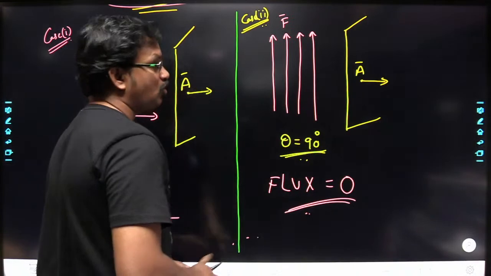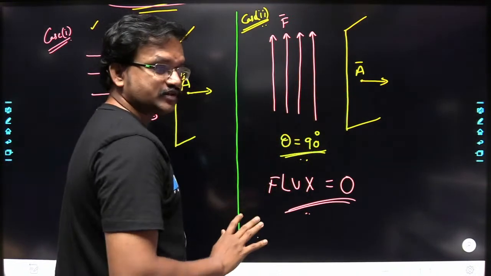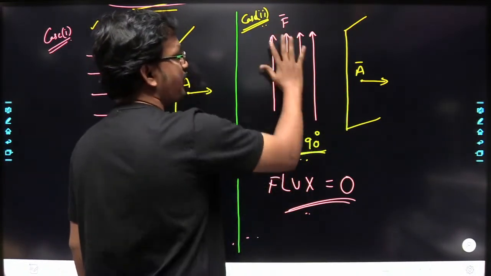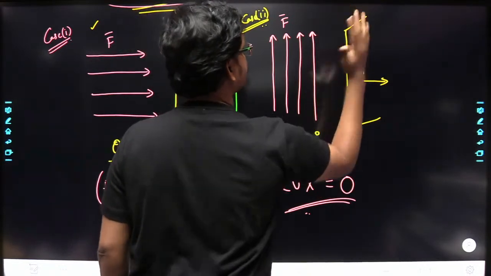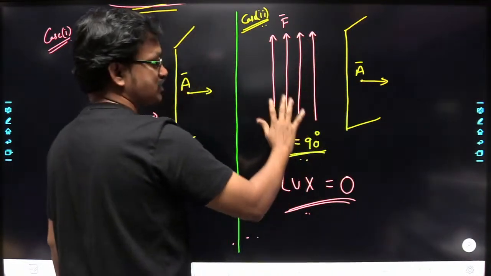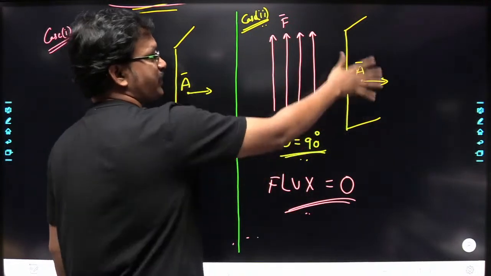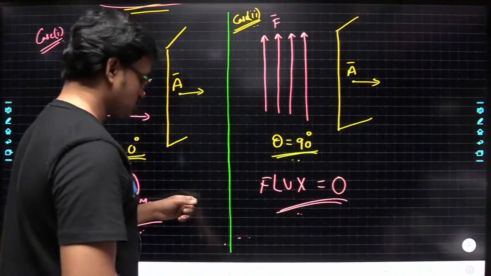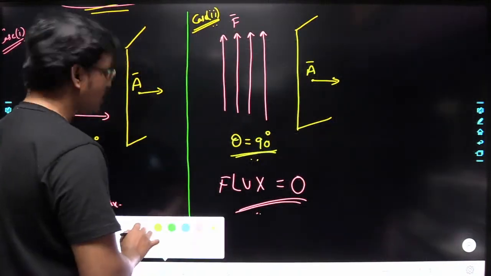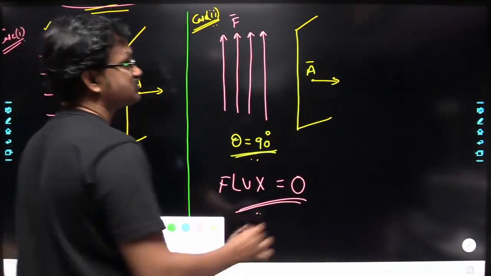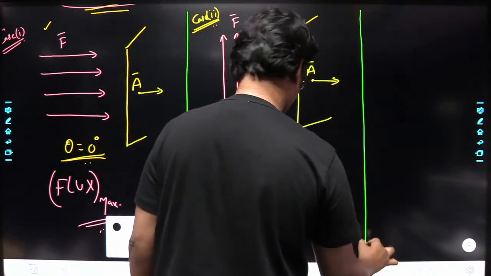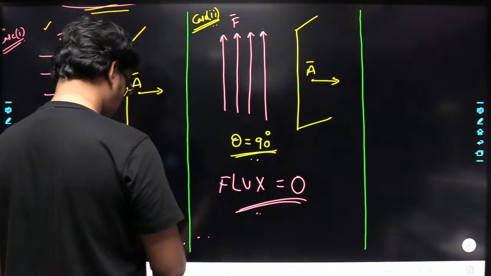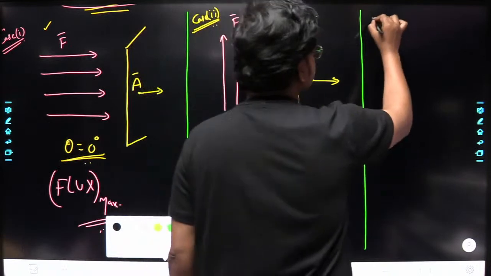Yes or no? So no field is penetrating through the surface. The field is parallel to the plane of the surface. So that's why there will be no field penetrating through the surface. So in this case, flux is equal to 0, right? So this is case 2. Next, case 3. Let us take case 3 here.